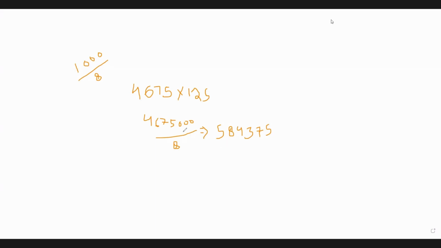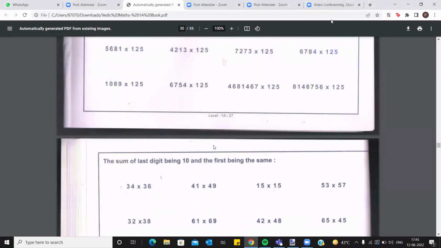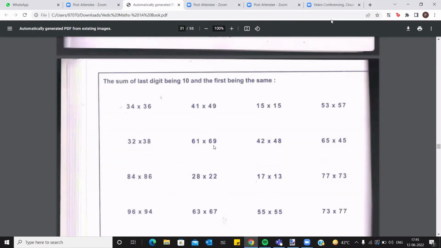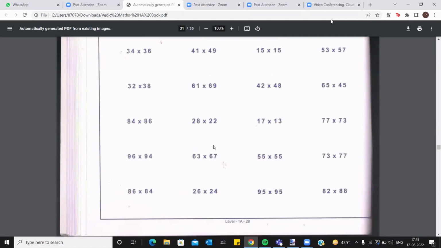This is clear, right? Yes, ma'am. Okay, 125 is done. So 25 and 125 are completed. It's just simple: 10 by 2, 100 by 4, and 1000 by 8.